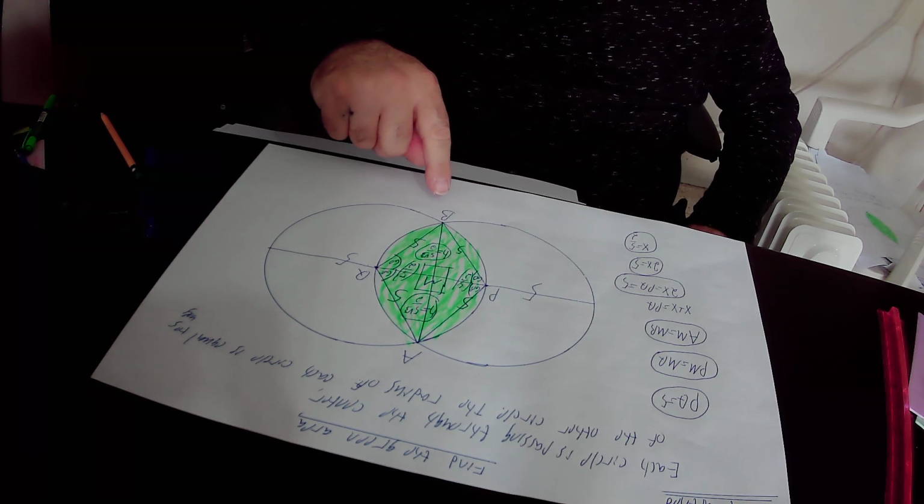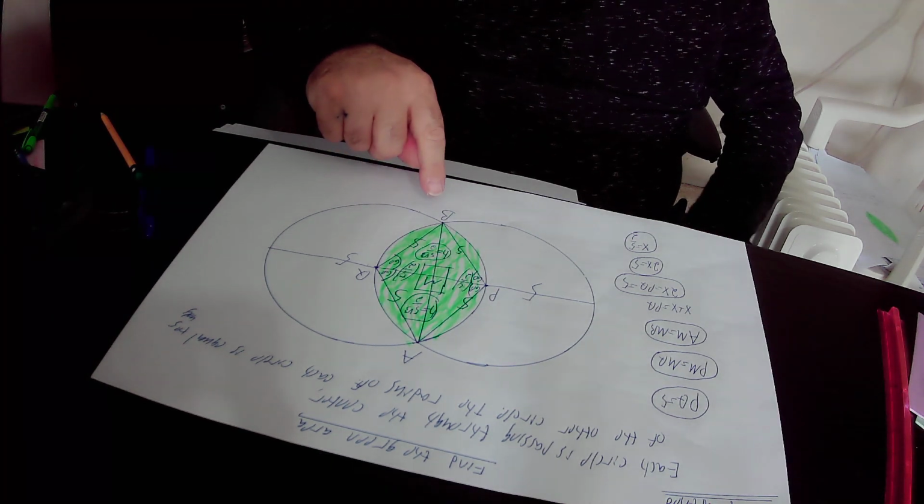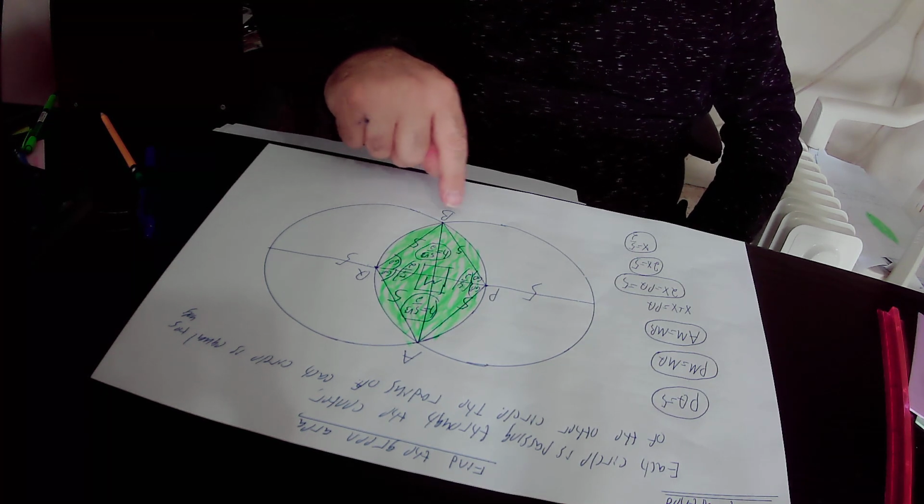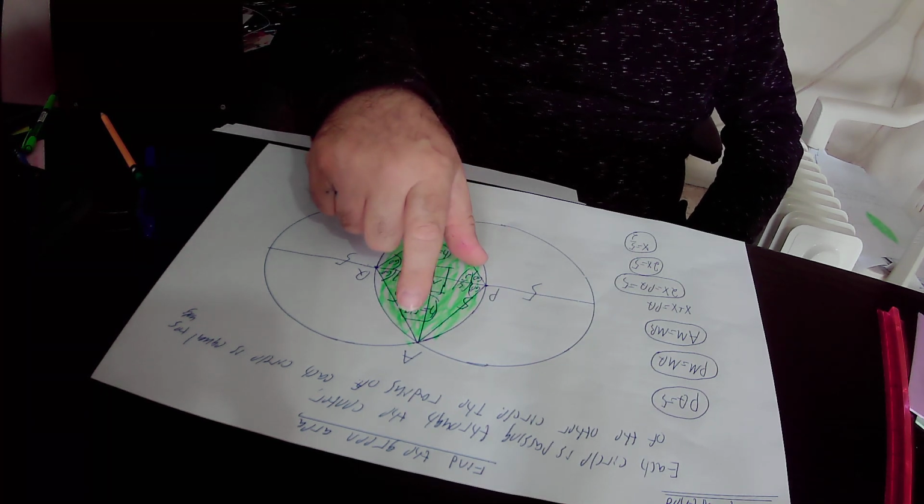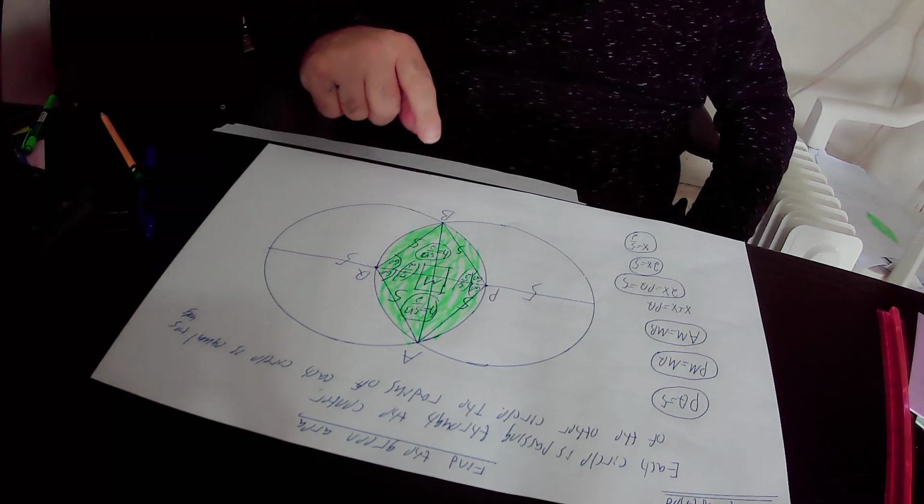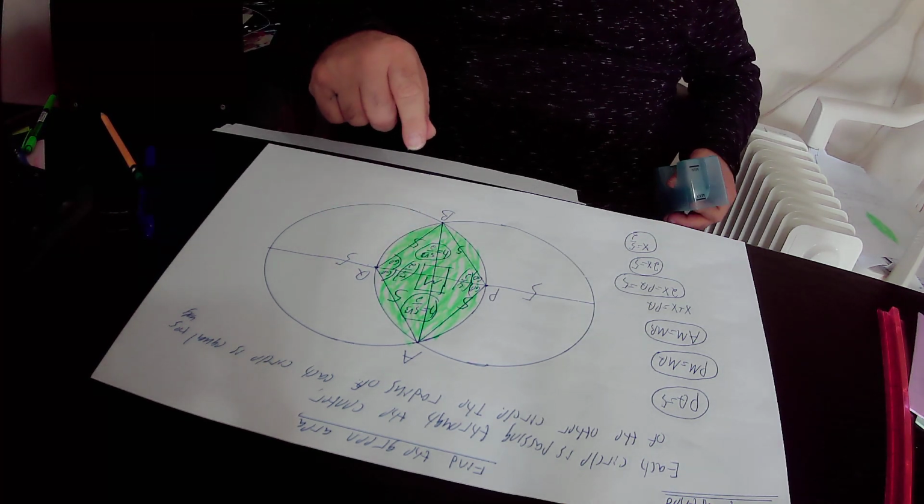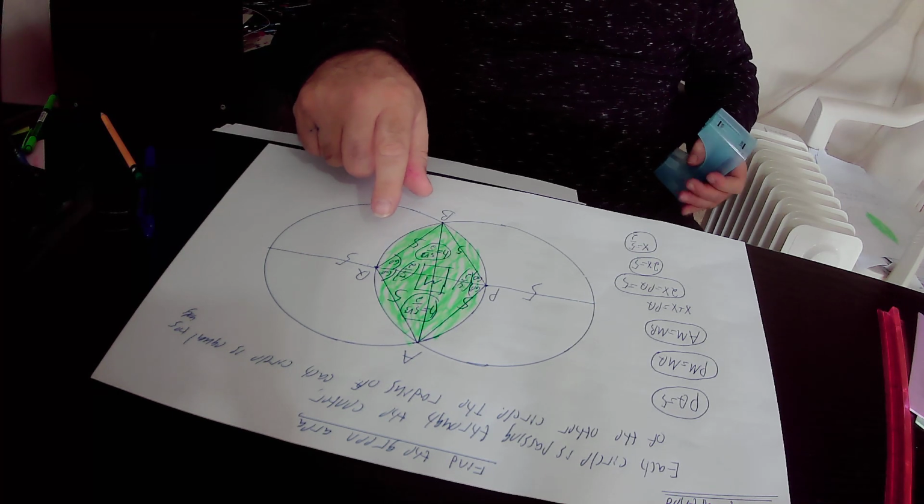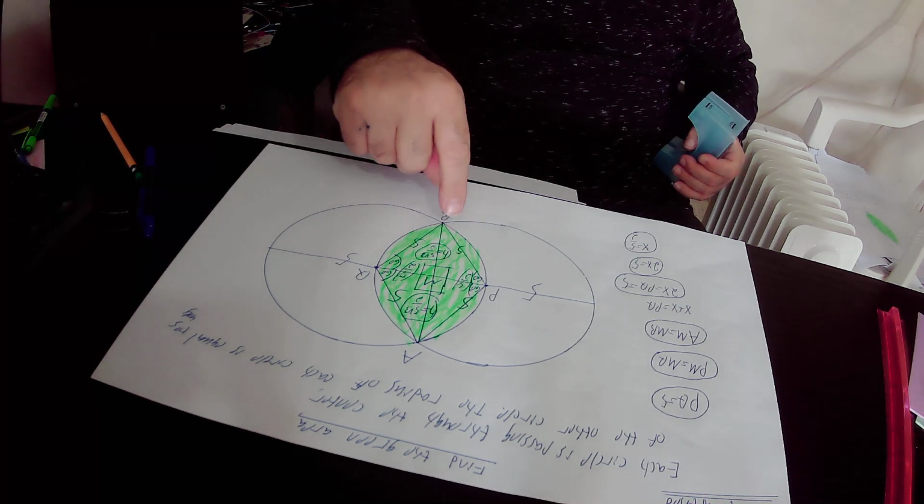Then we join together points B and Q by a straight line. We join together points P and B by a straight line. We join together points A and P by a straight line, and we join together points A and Q. Actually, each line segment here is the radius of this circle.